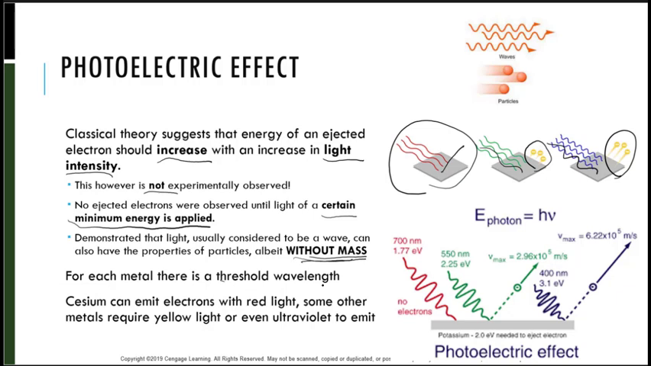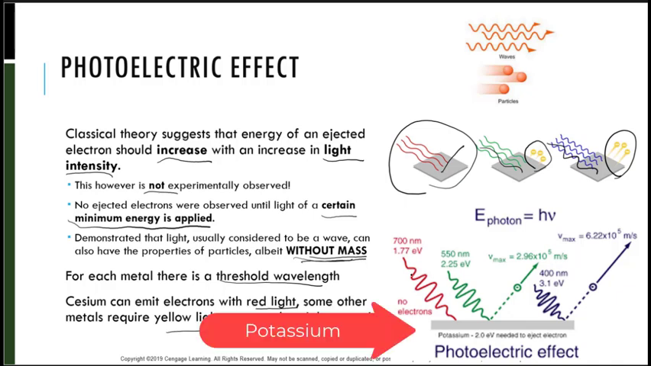For each metal, there's a threshold wavelength. Cesium, for example, can emit electrons with red light. Some other metals require yellow light or even ultraviolet to emit. Here we can see that when 700 nanometers, 1.77 electron volts hit this metal, no electrons are being emitted. And then we can see the velocity of the electrons being emitted versus even more energy, and we have an even greater velocity.